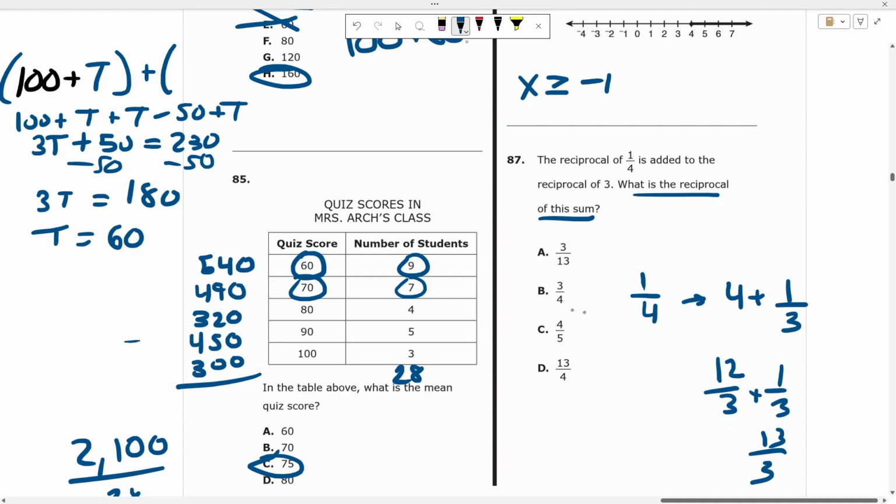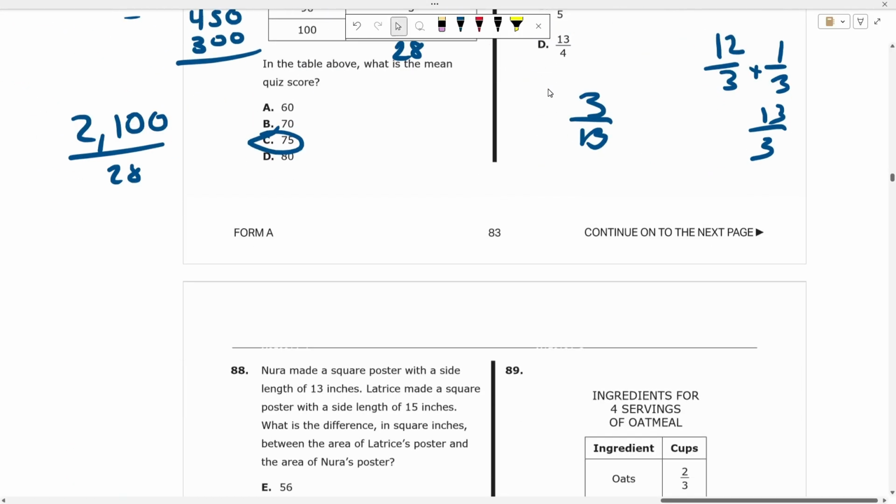Is 13 over 3 your answer? No, you need to find the reciprocal of that, which is going to be 3 over 13. So all you have to do, sorry, it's not choice D, it's choice A. All you have to do is just flip that fraction back around to get 3 over 13.